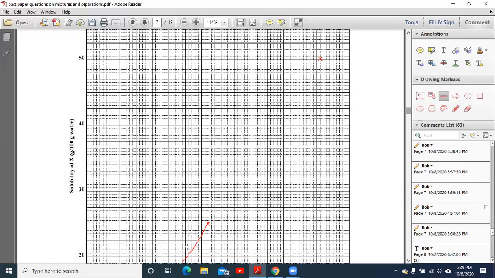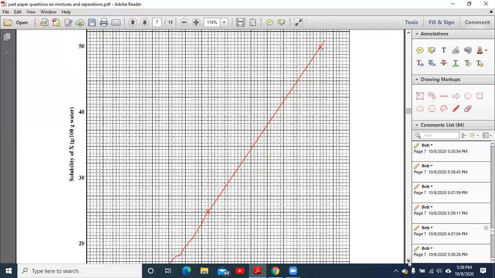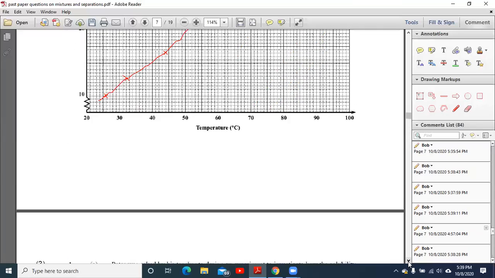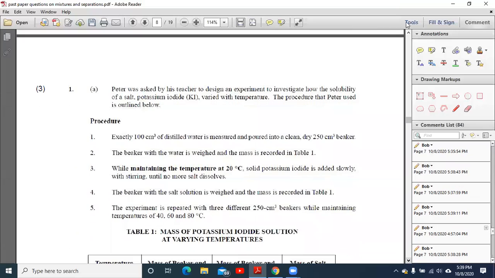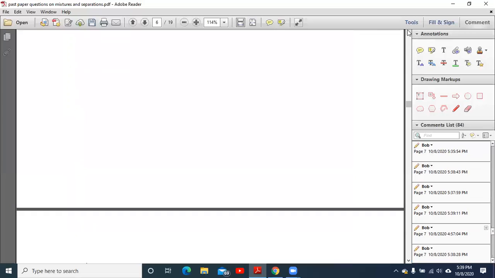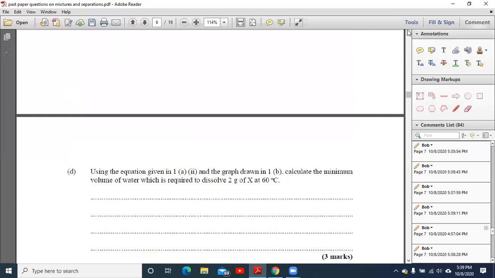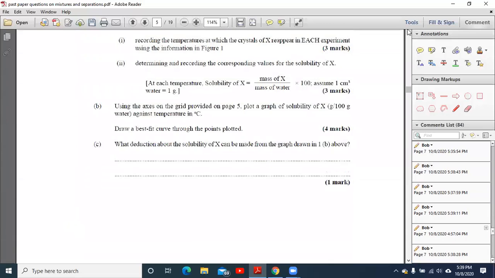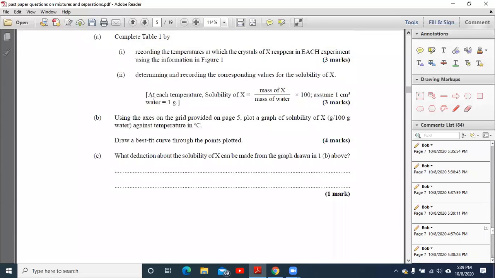And for simplicity's sake, I will use my line drawing tool to complete the curve. So that part is completed, best fit line drawn. So part B is completed.